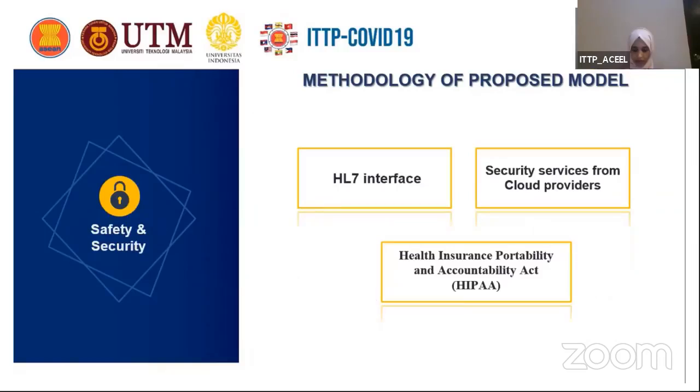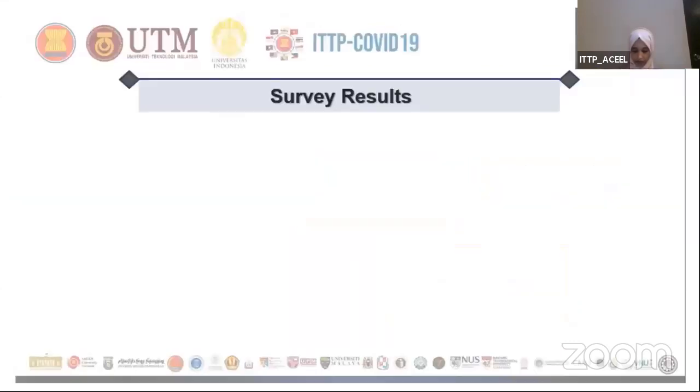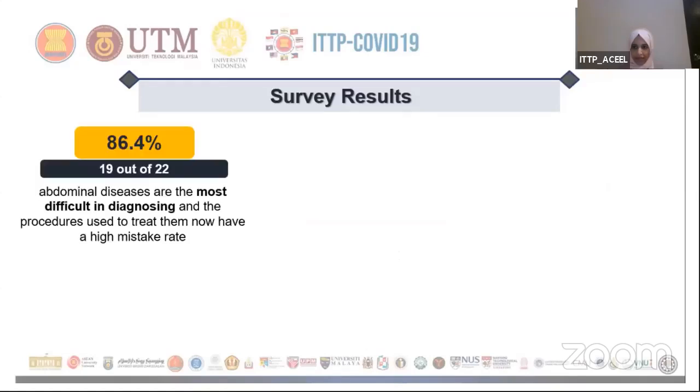So the system will be built to interact with the HL7 interface, and also with the security services provided by cloud providers, and also under the HIPAA Act. Okay, in order to evaluate the model and figure out if it can be useful or not, we asked 22 doctors about their perceptions, and here's the summary of their results.